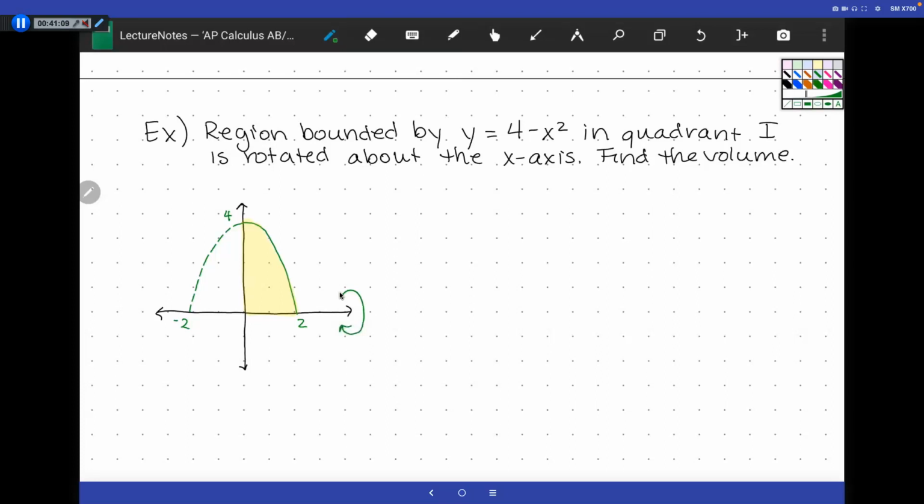All right. I do want to see that representative rectangle on your pictures. So which way should I draw mine? Should I draw it vertically or horizontally? Always, for discs and washers, it's always drawn perpendicular to the axis of rotation. So if we're rotating about the x-axis, it's got to be a vertical rectangle that goes around. So I shall draw a representative rectangle, just a random rectangle somewhere in this region.